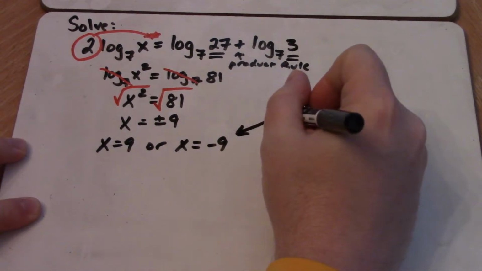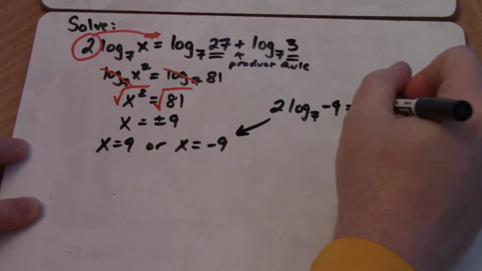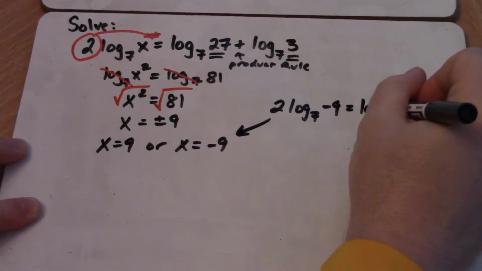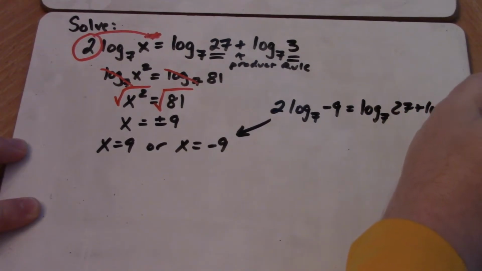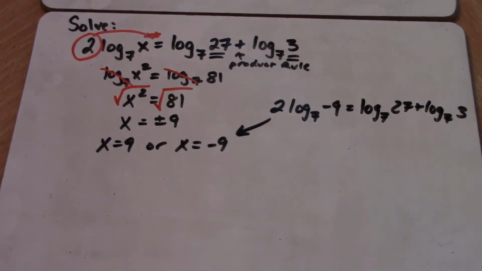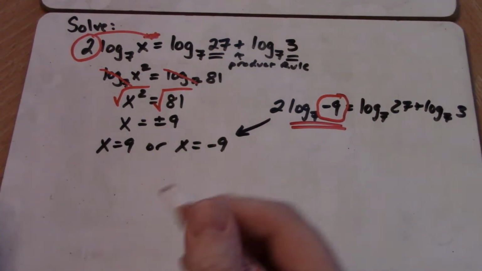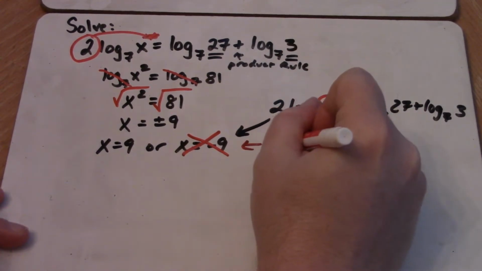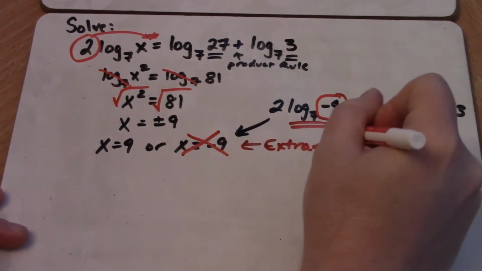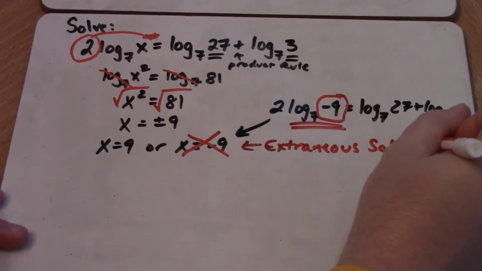So for this value, we would have 2 log base 7 of negative 9 equals log base 7 of 27 plus log base 7 of 3. And right away, we have a problem there. We cannot have a logarithm of a negative number. So that means we would not use x equals negative 9. That is an extraneous solution, and we would simply pretend that we never saw that one.